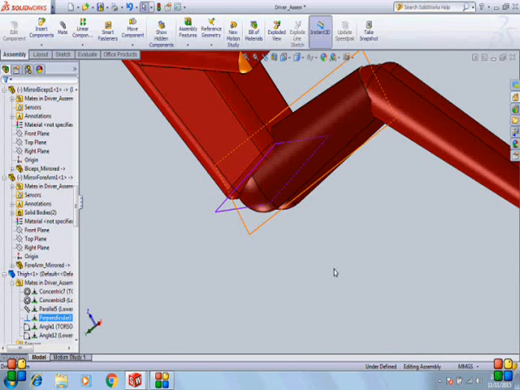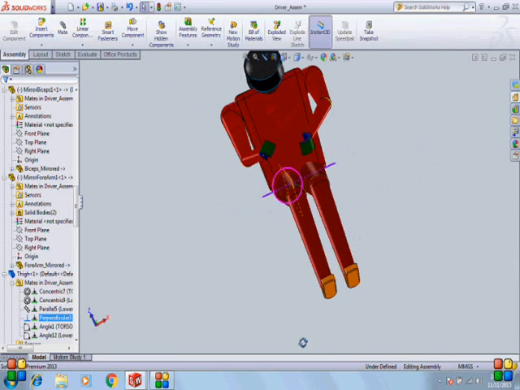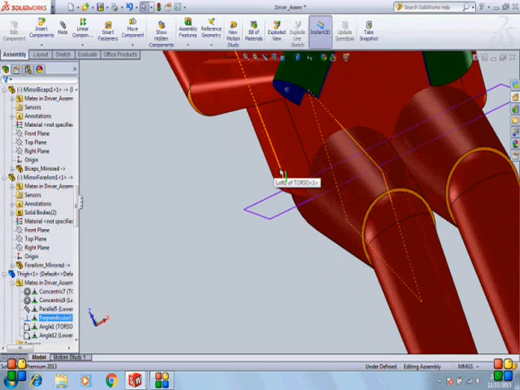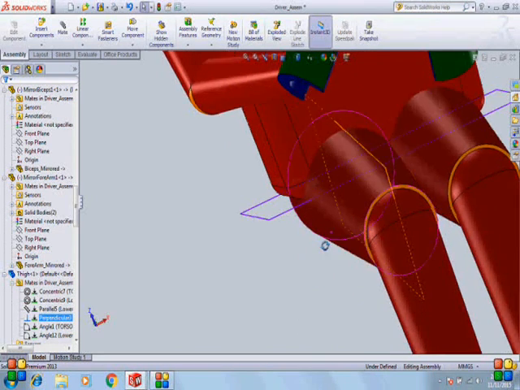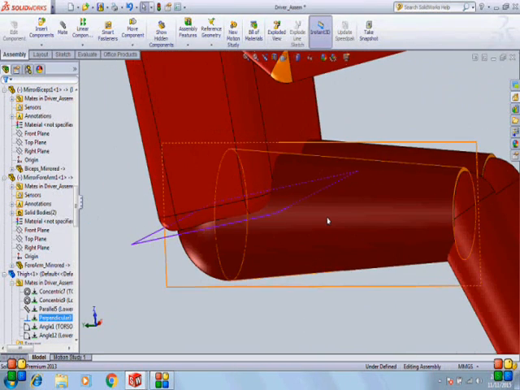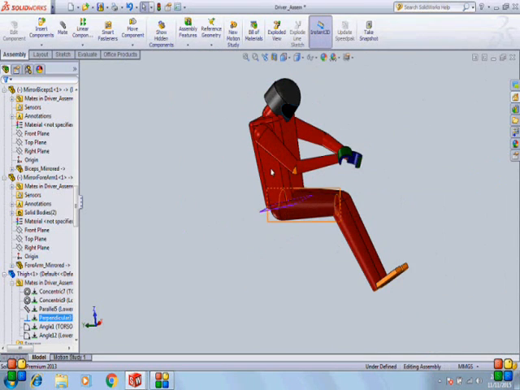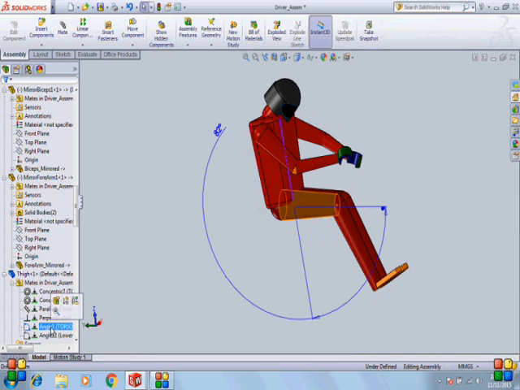Perpendicular, yes. Now the torso has to be perpendicular to the thigh. Now it's not worth discussing this over here. Let's move on to the next mate, and then we'll come back to the earlier one.